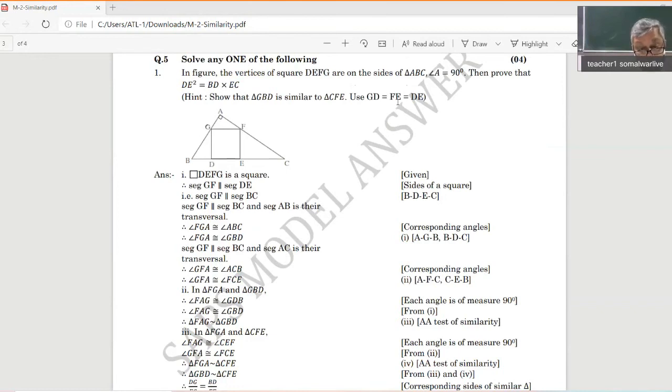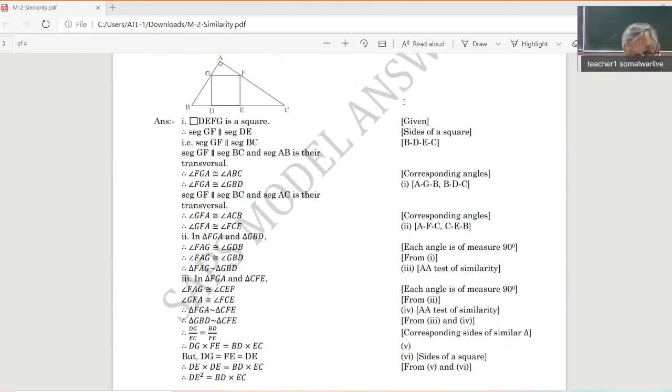Now, FGA is similar to GBD, and FGA is similar to CFE. So one triangle is similar to two triangles, which means that the two triangles are also similar. Therefore, FGA is similar to CFE, as well as FGA is similar to GBD. Hence, GBD is similar to CFE.